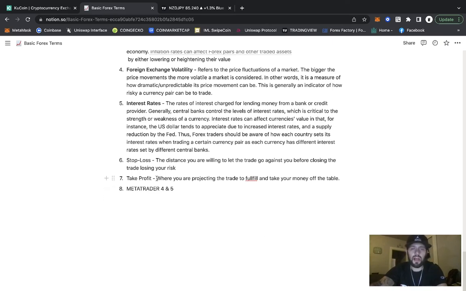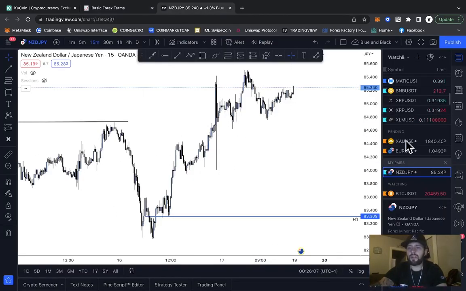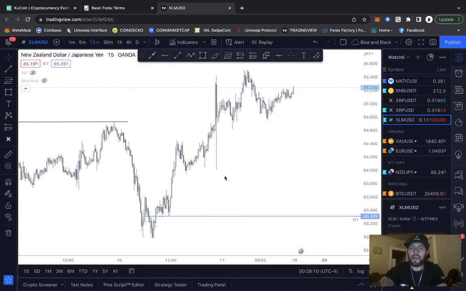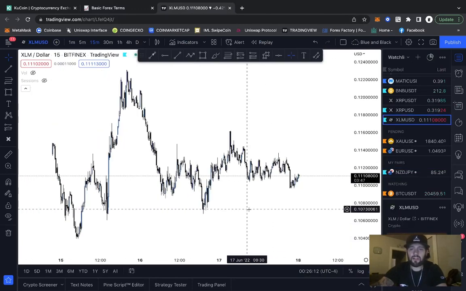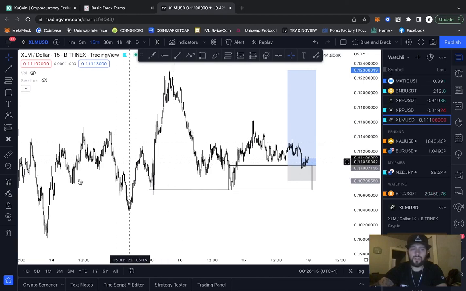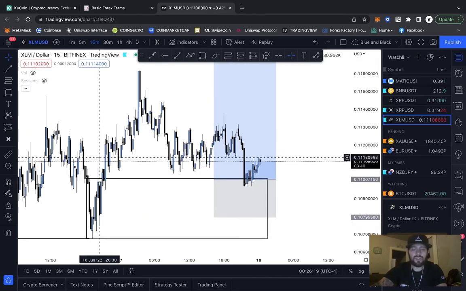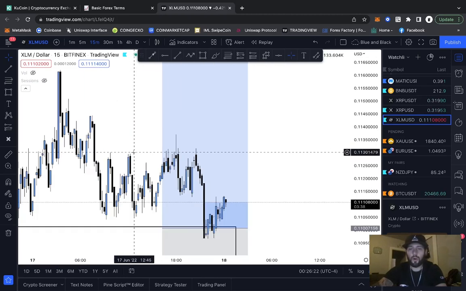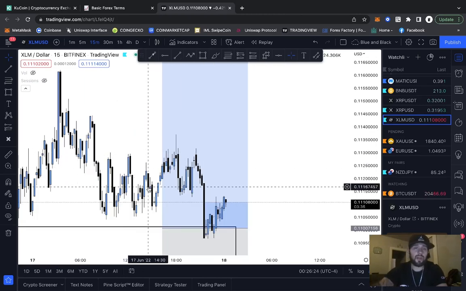And then take profit, I kind of just went through that. Where are you projecting the trade to fulfill and take your money off the table? And then there's MetaTrader 4 and 5, which is where you hook your broker up to. This is where you normally trade. As you can see, I'm on TradingView here. This is where we mark up our charts. And this is a very great platform to use. All the drawing tools are amazing. TradingView is free. So is MetaTrader 4. MetaTrader 4 sucks in my opinion. I hate it, but it's what I gotta use to trade on.